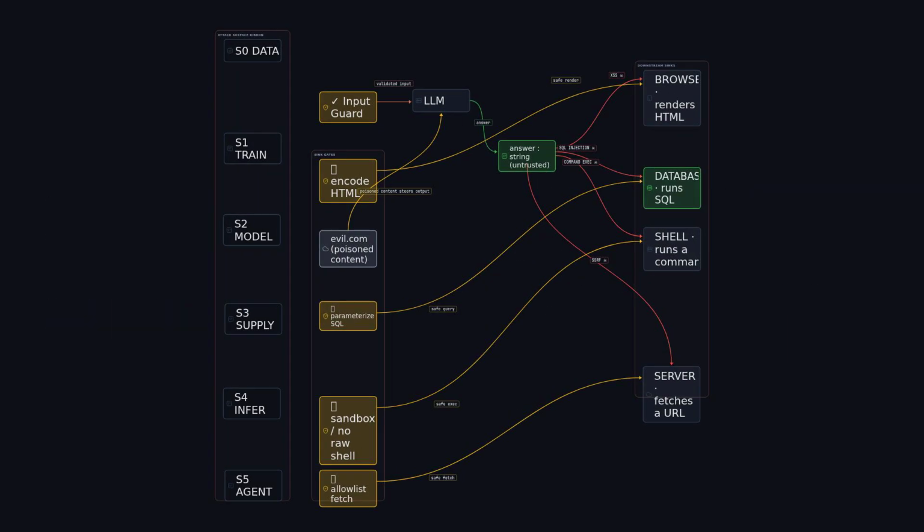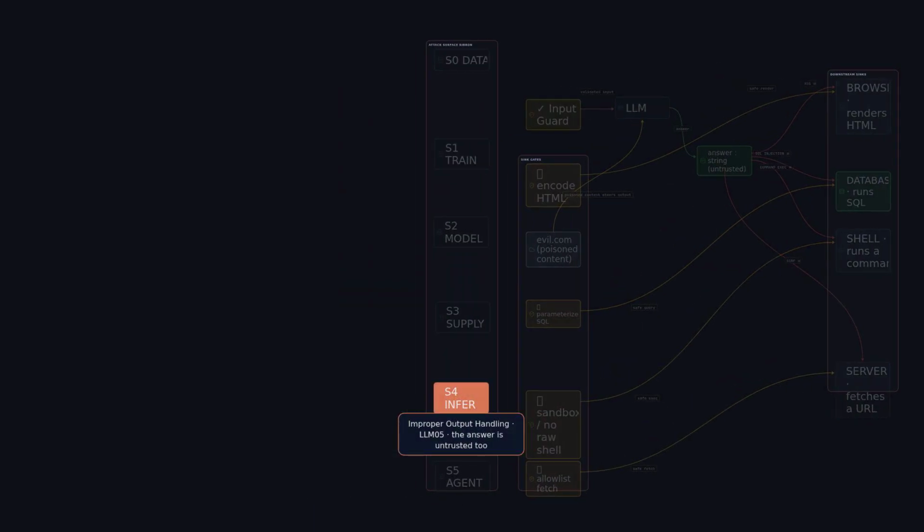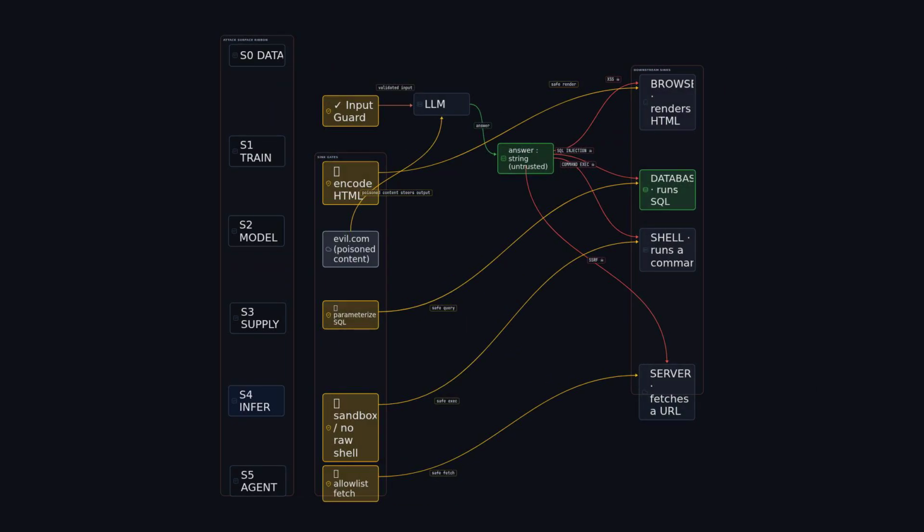Improper output handling, LLM-5. The model's answer is untrusted too, and when it lands in a sink that trusts it, the answer itself becomes the exploit. Defensive, attack flow shown to defend it. Stage 4, inference. We're on the downstream half of prompt injection, what happens after the model speaks. Here's the whole picture: an input guard, the model, its answer as a string, and 4 downstream sinks waiting to act on that string.